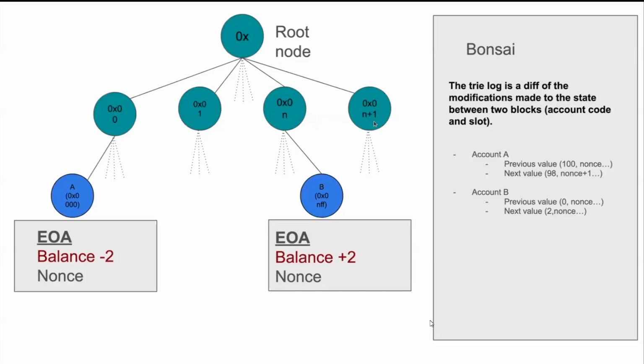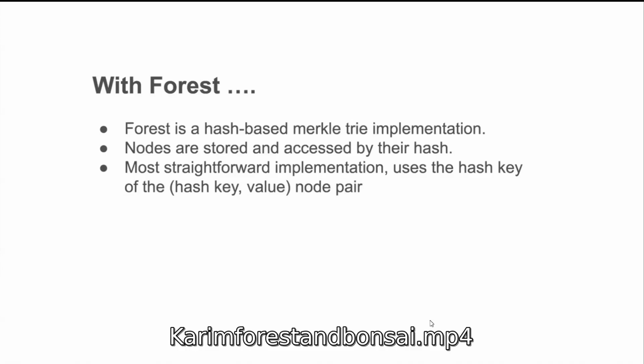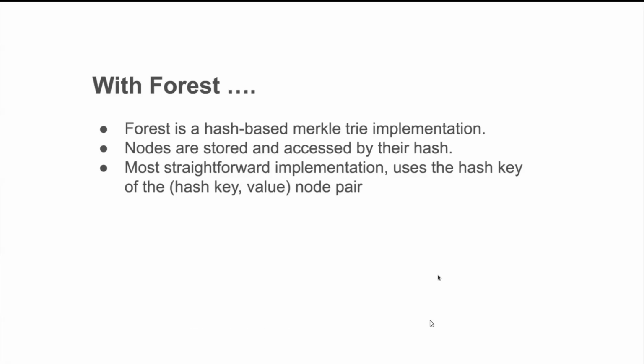If I want to roll back to an old state, I just have to take the trilog and revert all of the modifications that I find in this trilog. For example, I know that the account balance is 98, so I will go back to 100. For account B, it's 2, I just have to go back to 0. So I will modify the leaf and all of the intermediate nodes will be recreated. And like that, I can retrieve the state as it was before in a specific block. I have 2 kinds of ways to manage the state. We have the legacy implementation.